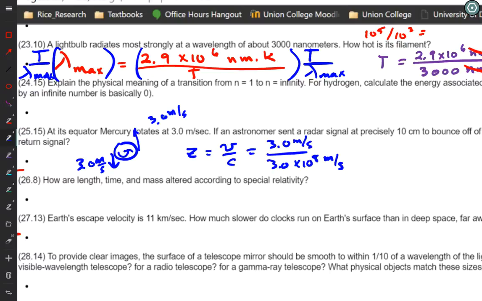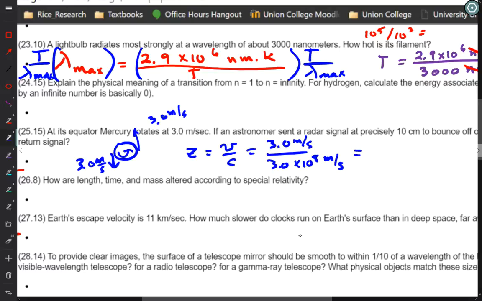What's 3 divided by 3? 1. 1, yes. Now, we have that 10 to the 8 on bottom. If I have 1 divided by 10 to the 8, that's 10 to the 0 divided by 10 to the 8. We subtract the exponents, 0 minus 8 is negative 8. And so this is equal to 1 times 10 to the minus 8. Now, that's a really small Doppler shift, right?